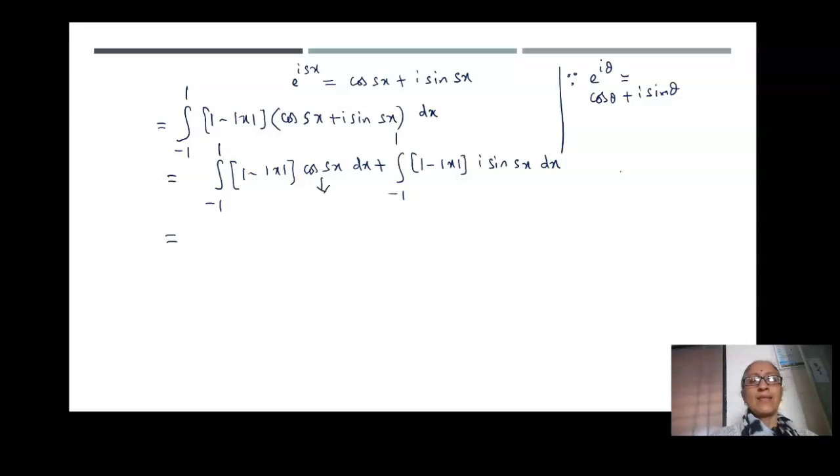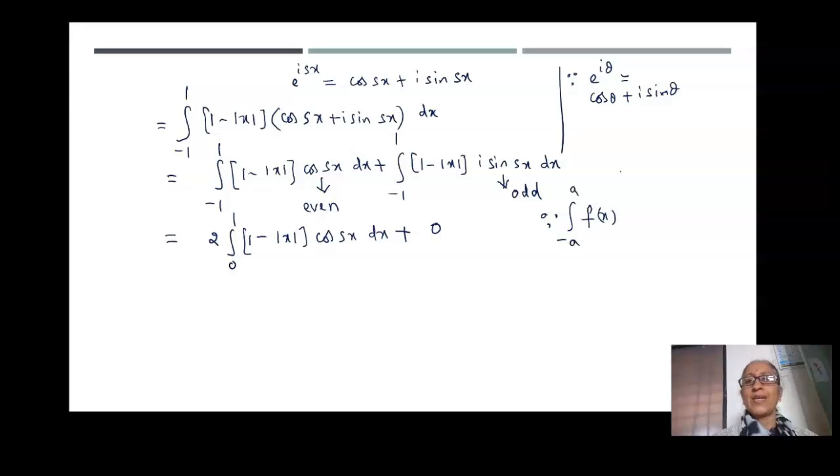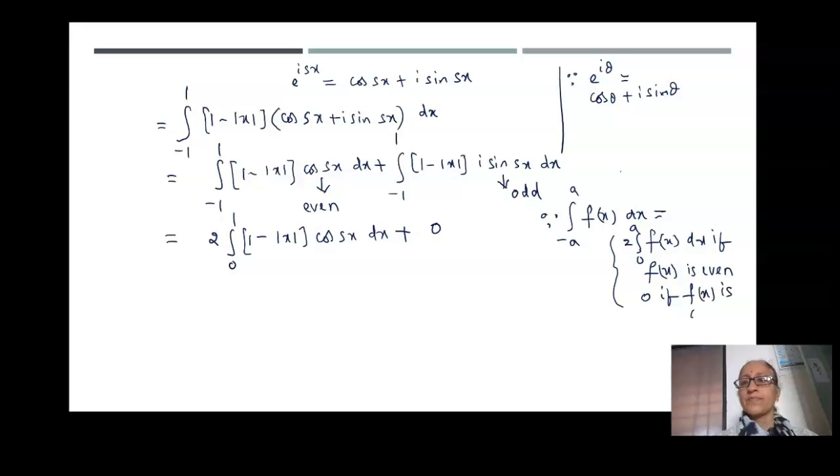Here cos sx is even function and sin sx is odd function. So this first integral can be written as 2 integral 0 to 1, 1 minus mod x into cos sx dx, and this second integral is 0 according to the formula of definite integration. Since integral minus a to a f(x) dx, we have already used this so many times, equals 2 integral 0 to a f(x) dx if f(x) is even, which is 0 if f(x) is odd. So, by using this definite integration formula, this value of second integral is 0.